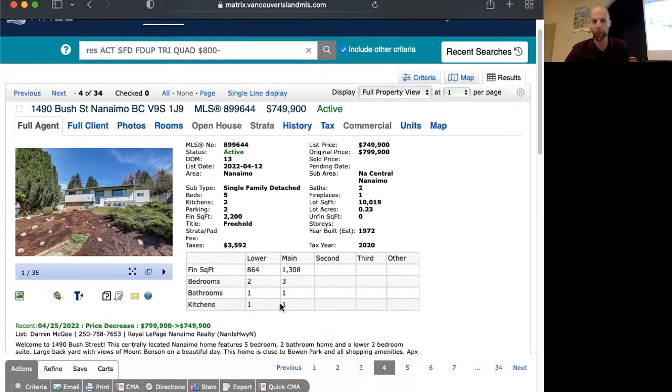No, two kitchens, one on each level. So there's the lower level and then there's the main level. So it's a BC box house, one on each level.